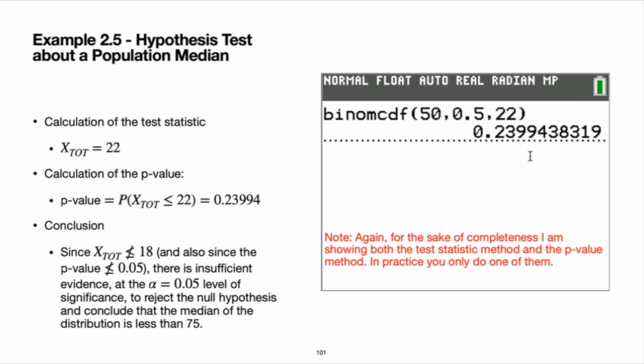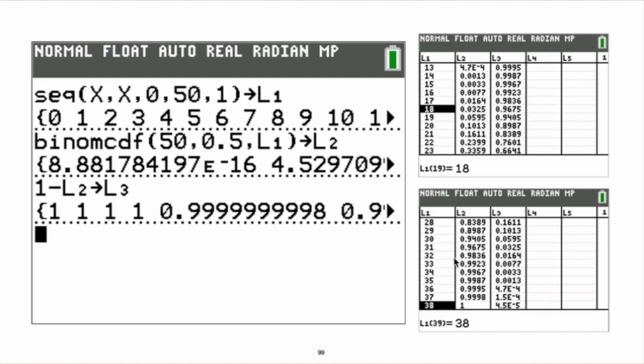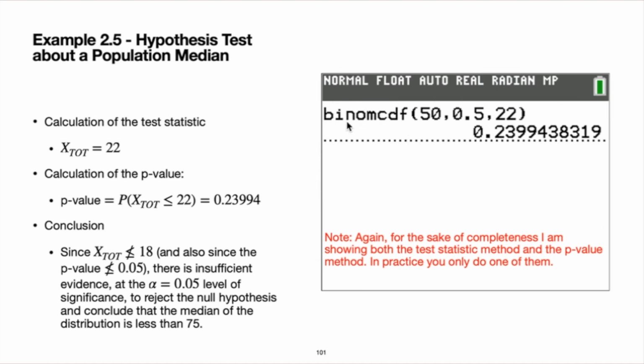So again, the calculation of the test statistic: there were 22 observations that are greater than 75, so x tot is 22. The p-value for the test is therefore, because this is a left-tailed test and x tot is equal to 22, the probability that x tot is less than or equal to 22, which we can get either from this page, where we see the value 0.2399, or we can evaluate the binomial CDF at that value and get the p-value.